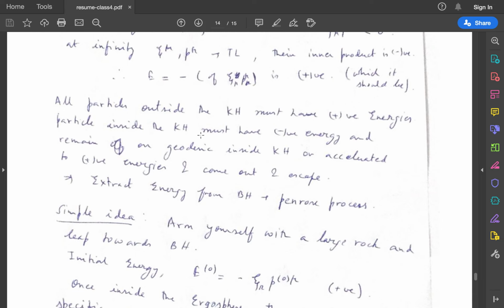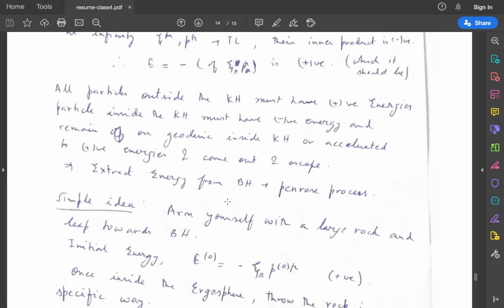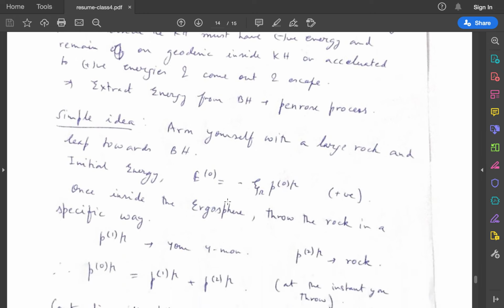Inside the particle, energy is negative, and if a particle comes out, then it's again positive, energy has to be positive. So it gives us the hint that there is a way of extracting energy from a black hole, and this is given by the Penrose process. We will discuss it in more detail here. It is nothing but a simple idea.